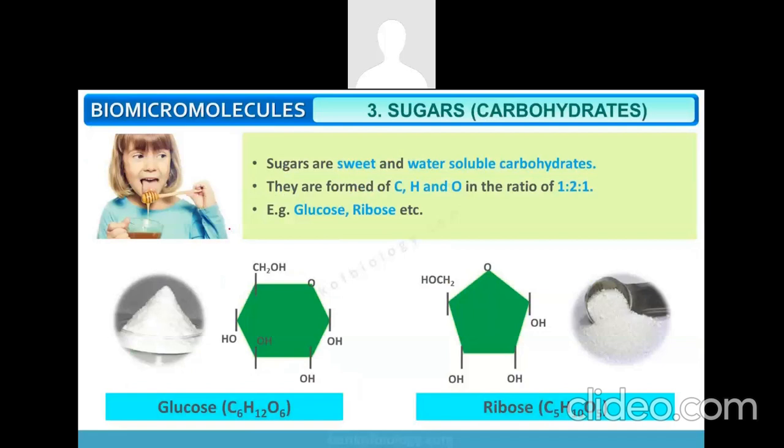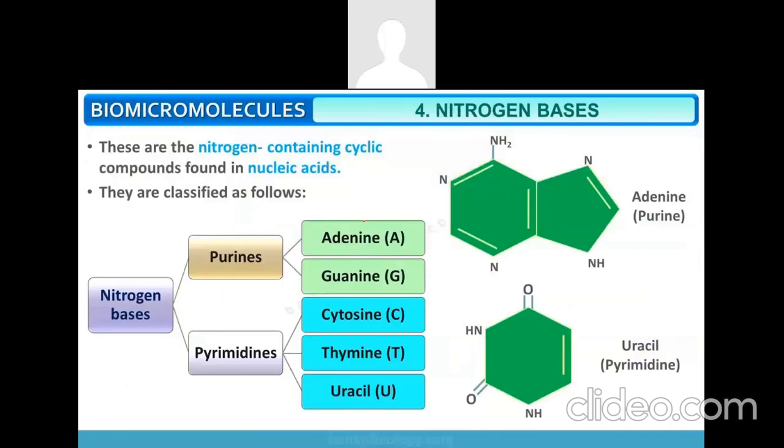The third biomolecule which we will be seeing is sugar, that is, the carbohydrates. The sugars are sweet and water soluble carbohydrates. They are soluble in water and are formed of carbon, hydrogen, and oxygen in the ratio of 1 is to 2 is to 1, as in the formulas C6H12O6, C5H10O5, C11H22O11, and so on. Examples of sugar include glucose, ribose, galactose, maltose, fructose, etc.